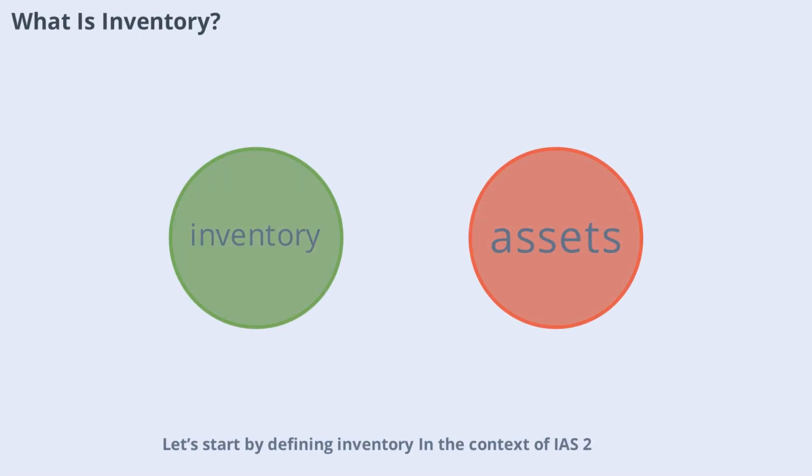Start by defining inventory. In the context of IAS 2, inventory refers to assets held for sale in the ordinary course of business, assets in the process of production for such sale, or materials and supplies intended for consumption in the production process. This broad definition ensures that all stages of goods, from raw materials to finished products, are accounted for appropriately. Understanding this definition is the foundation for applying IAS 2 correctly.